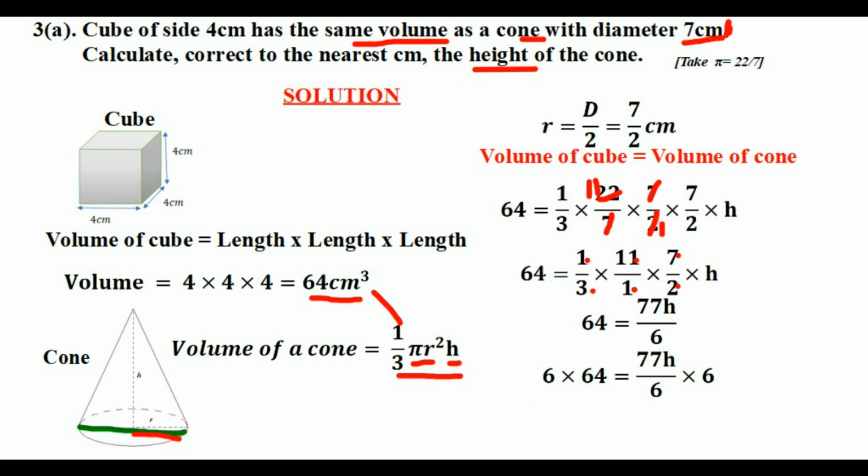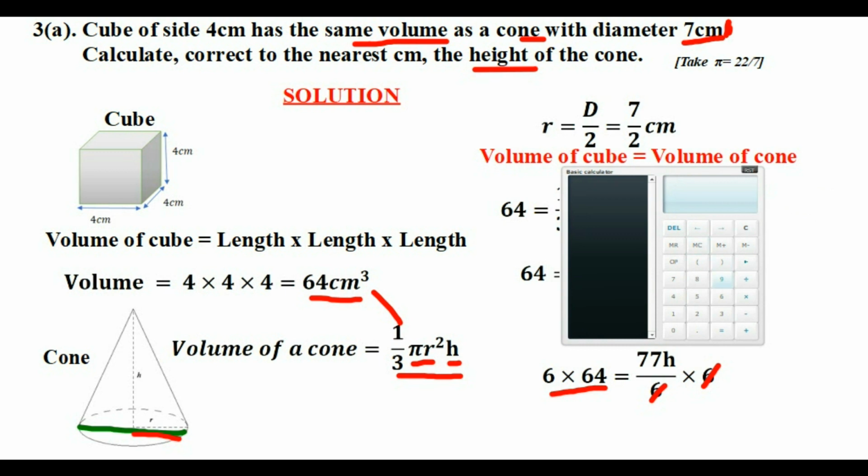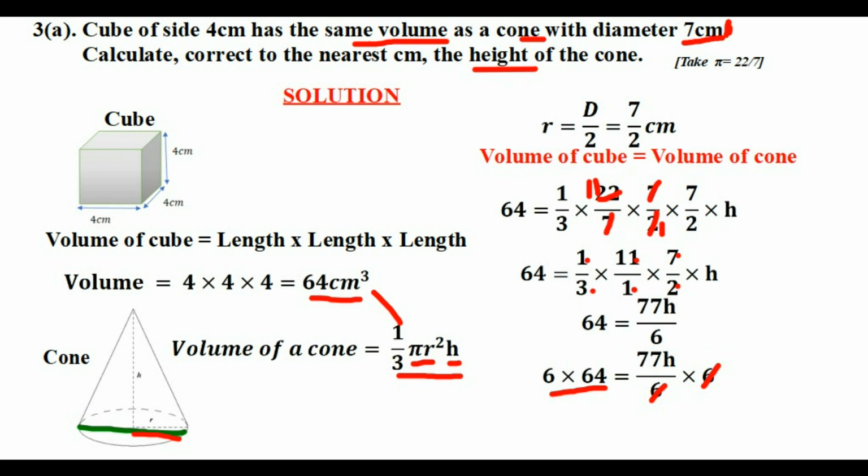And now let's try to simplify further. Here we can say this 6 and this 6 cross out each other. Now here we have 6 multiplied by 64. You can just punch that in your calculator, 6 multiplied by 64. And what do we have? We have 384. So we have 384 equal to 77h. And note, we need to find the value of h.